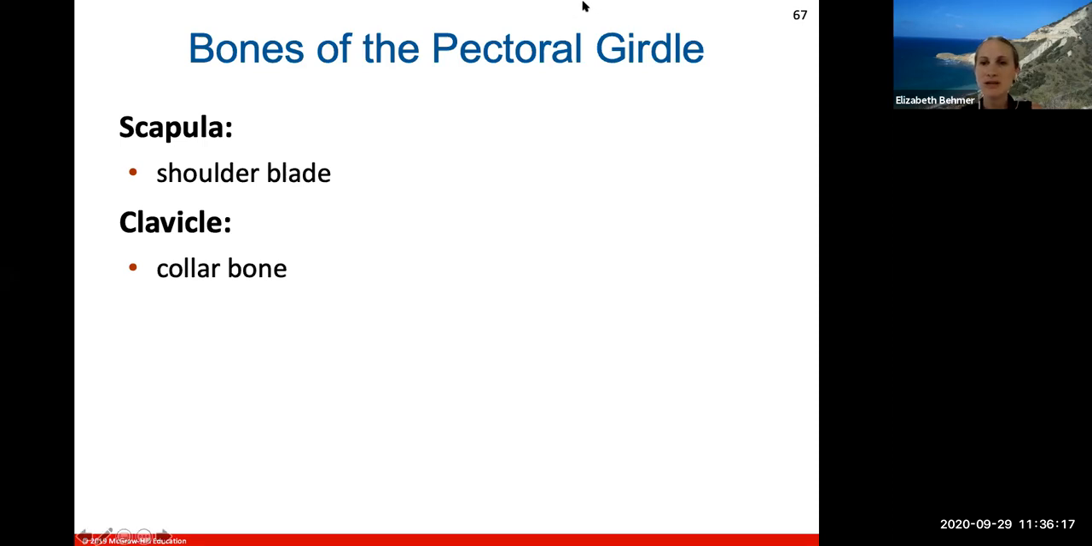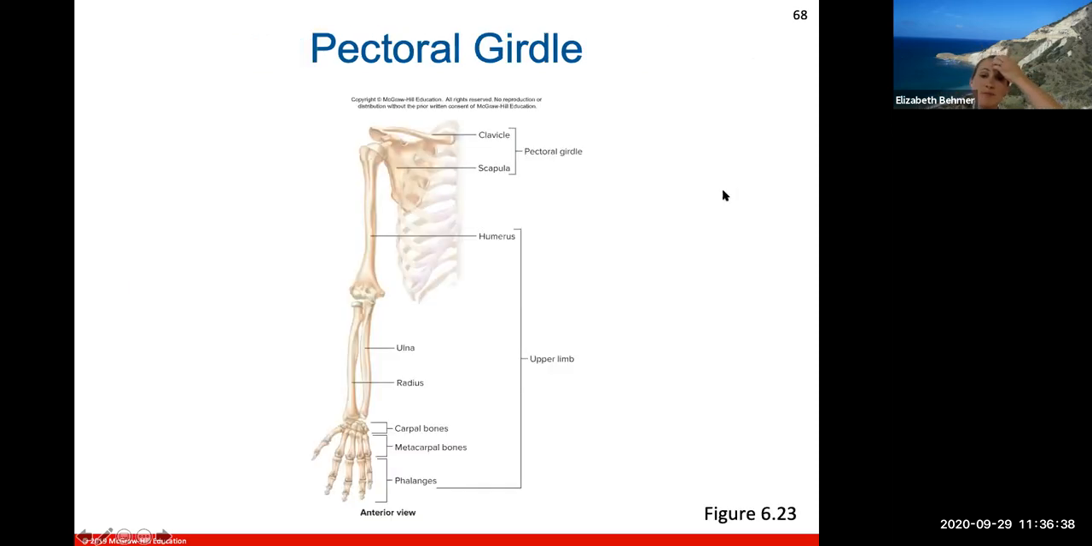So if we start by looking at the appendicular skeleton, we look at the bones of the pectoral girdle first. And this includes your scapula, which is your shoulder blade, and your clavicle, which is your collarbone. And sometimes it helps to feel on your body where these bones are. Don't dig too deeply, but just so you can visualize and connect them to where they are on you. So here's the pectoral girdle. It connects your arm bones to your thoracic cage.